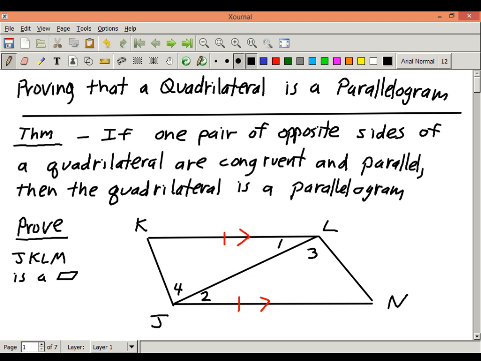Okay, welcome back, everybody. We have a new topic today, and it's proving that a quadrilateral is a parallelogram. We have 5 new theorems today. We're going to prove them all, and 2 examples.